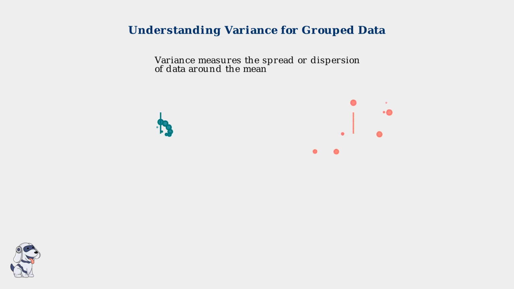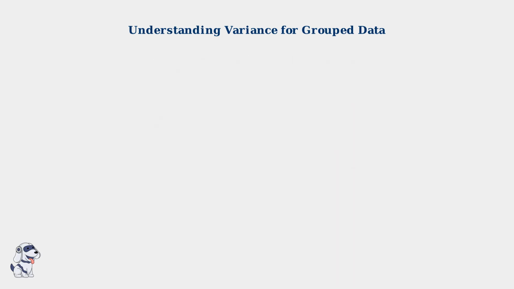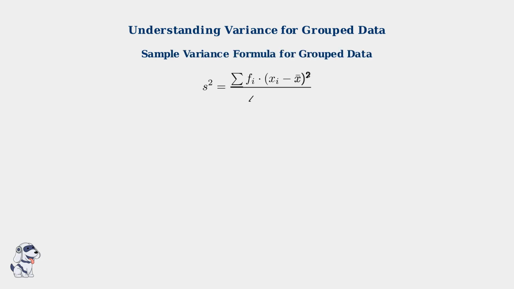Here we can see two different distributions. On the left, we have data with low variance, where points cluster tightly around the mean. On the right, we have high variance, where data points are spread out much further from the mean. Now, let's examine the mathematical formula for calculating variance in grouped data. The sample variance formula for grouped data uses the sum of frequencies times the squared deviations from the mean, divided by the total frequency minus 1.